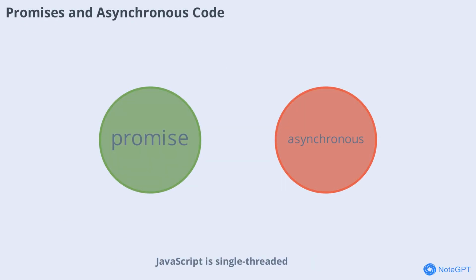JavaScript is single-threaded, but it can handle asynchronous operations using promises. Promises represent the eventual result of an asynchronous operation, like fetching data from a server. They allow you to write code that waits for results without blocking the rest of your script. Understanding promises is essential for working with APIs, timers, and other async tasks. We'll explore how promises work and how to use them effectively.